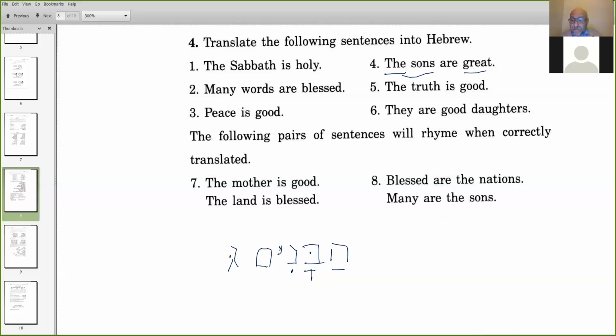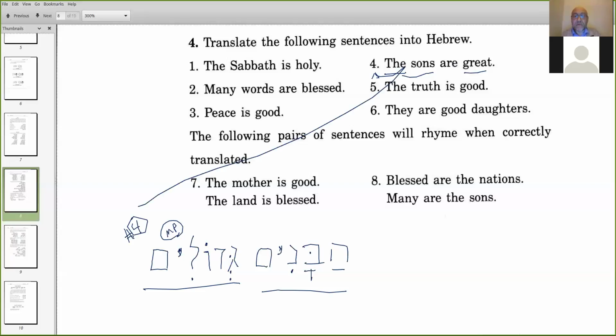So we are going to make this say gadolim. Okay, there's our dalet, our holem, there's our lamed, and we're going to put the hirik, yod, mem sofit ending on, which denotes masculinity and plurality. Okay, habanim hagadolim, and that is number 4. Okay, right up there. All right.